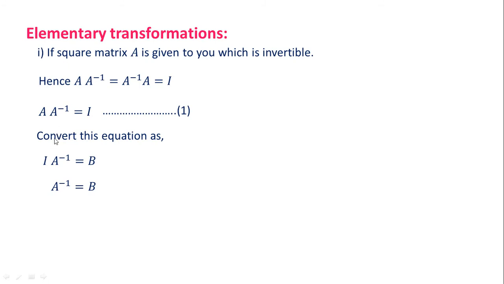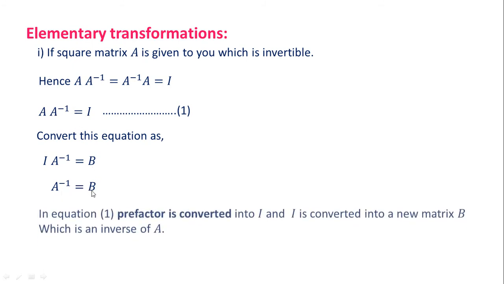A inverse remains as it is and is equal to, on the right hand side it is I, and it gets converted into another new matrix B, and hence as I into A inverse, that is A inverse, and hence A inverse we get it as B. So after solving this equation we get this equation.